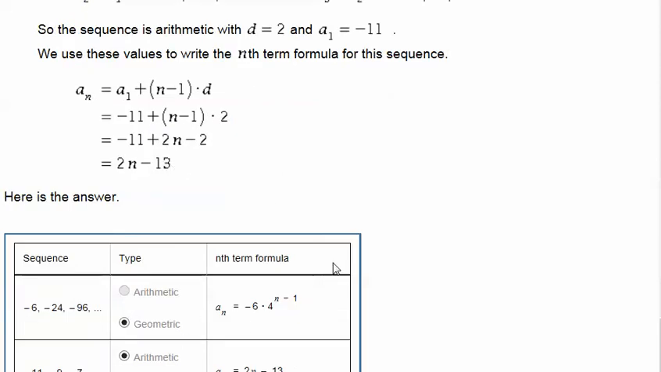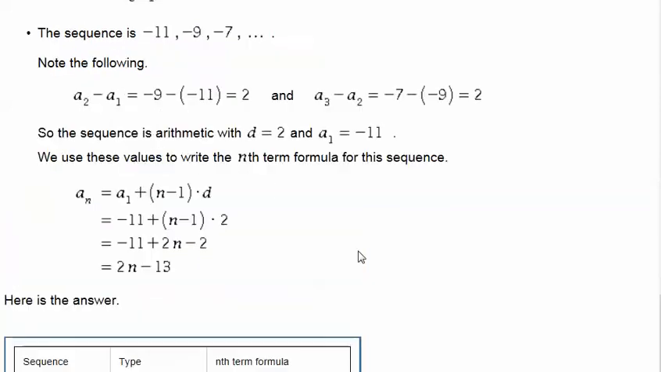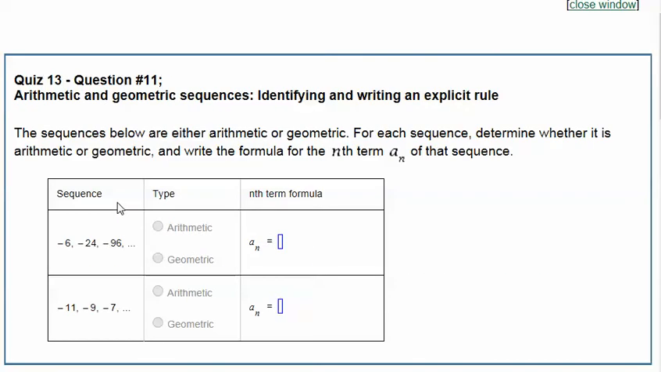So then when you type it in, you would type in 2n minus 13 for the formula. And that is how you solve arithmetic and geometric sequences, identifying and writing an explicit rule.